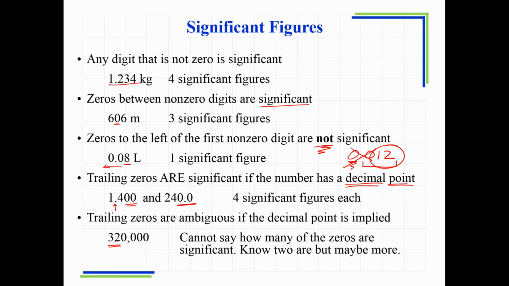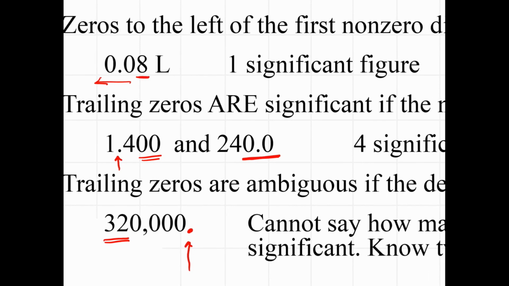Now, how could I write this so that I wanted to say all of them were significant? All I would have to do is put a decimal point right there. Now it meets the criteria up here. There's a decimal point, and all trailing zeros are significant if there's a decimal point. So as soon as I put that little dot right there, we suddenly know that this number is going to have 6 significant figures. Well, what if I wanted it to have 3 significant figures? How would I designate that?